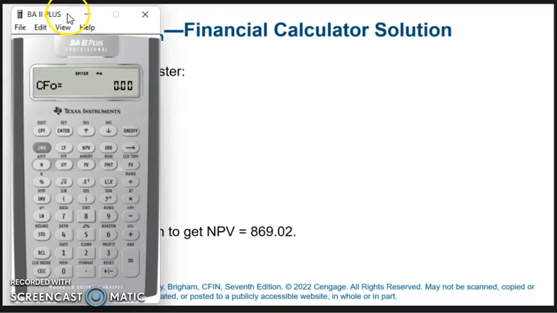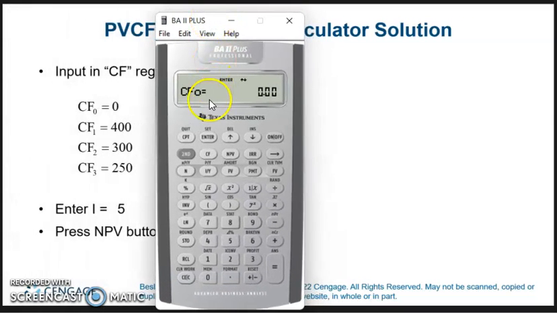So cash flow zero is 0. C01 is the 400. Enter. C02 is the 300. Enter. Then C03 is the 250. Enter.